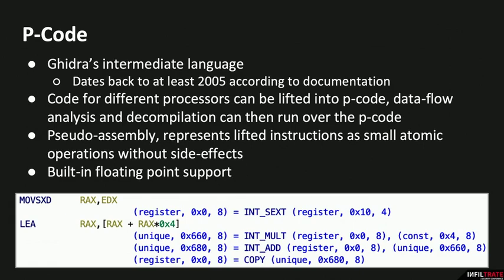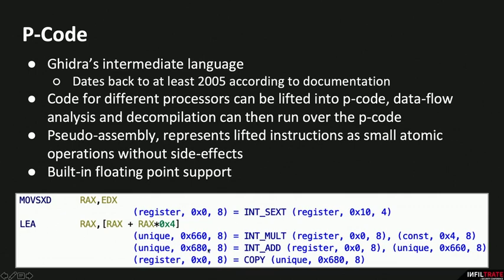P-code also includes built-in floating point support, which is something that not a lot of program analysis frameworks necessarily support out of the box. It's a more complex thing to model, so it's impressive that they have that pretty seamlessly included. Again, you'll see here some examples of some raw P-code. This is the P-code for a move of RAX, EDX, and here for an LEA instruction, as Jeremy showed you earlier with the graph view.